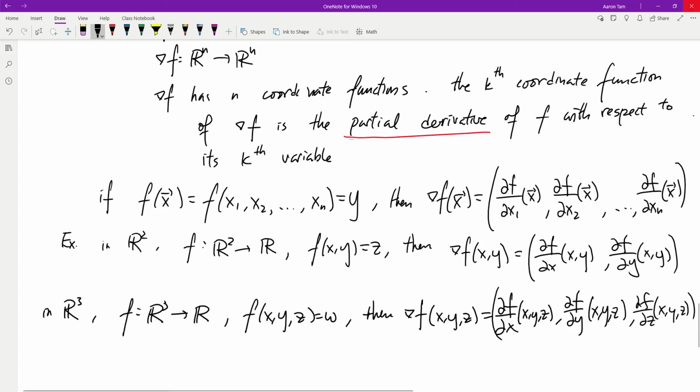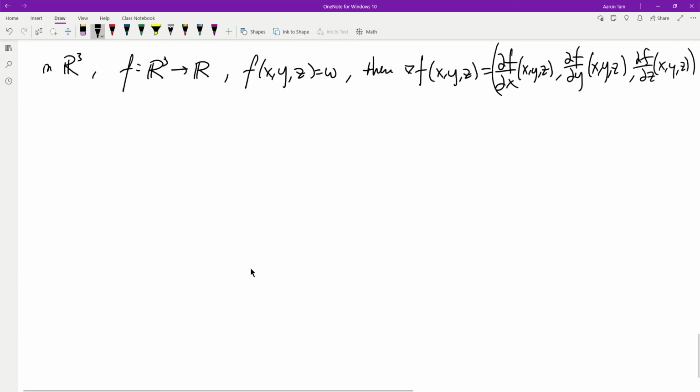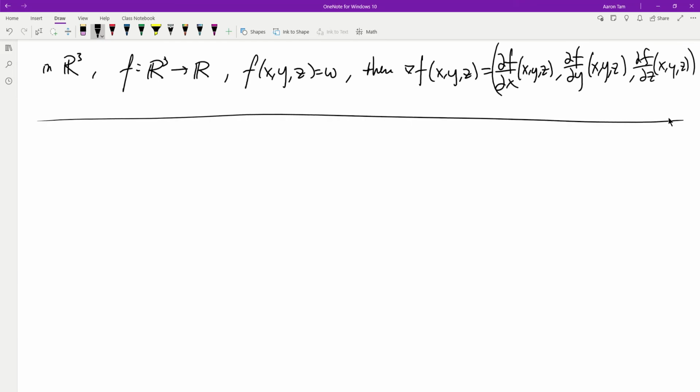Now, let's give it a try. Let's do some simple examples together, and that will show you how the gradient works. It's actually pretty easy as long as you know how to take the partial derivative. So let's try this one first. Let's say we're given f of x, y, z equal to xy plus yz plus xz. I'm going to ask you to find the gradient of f.